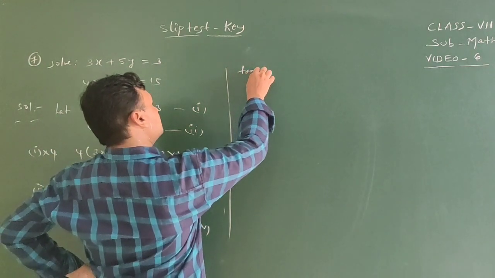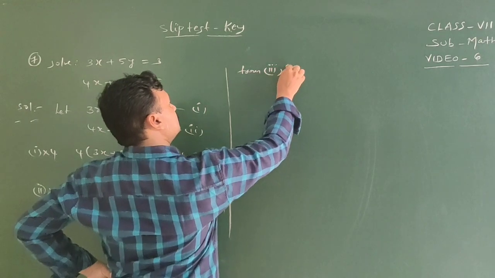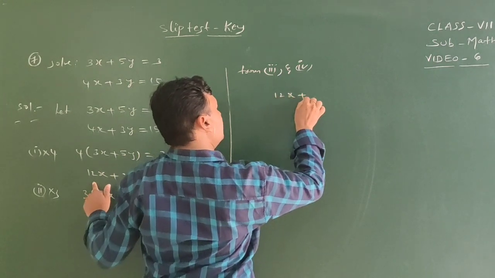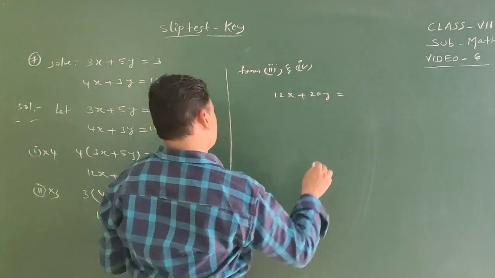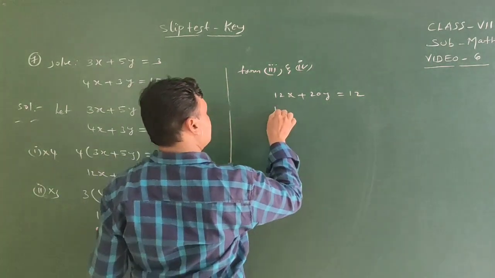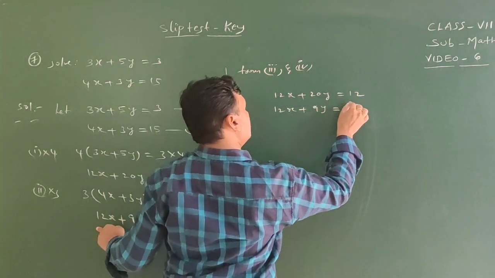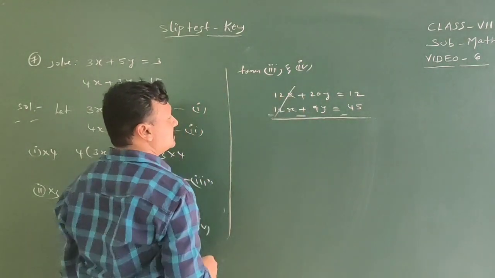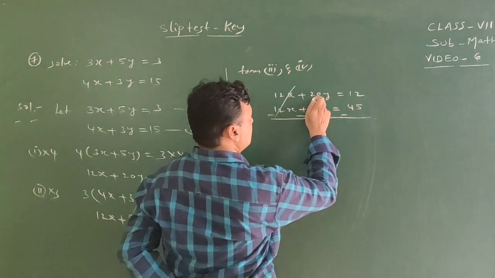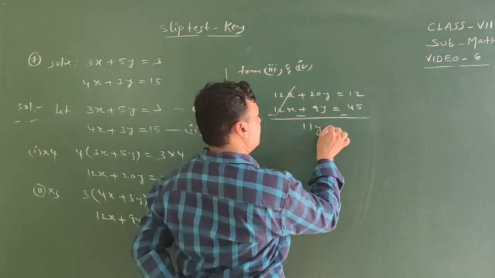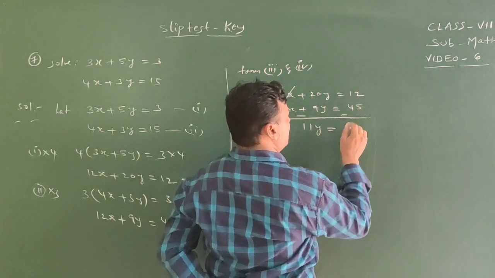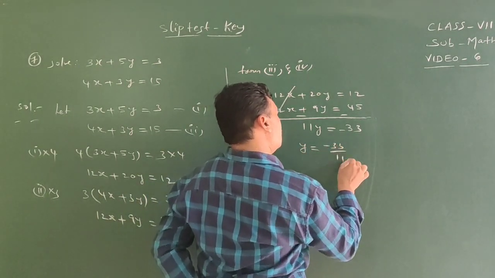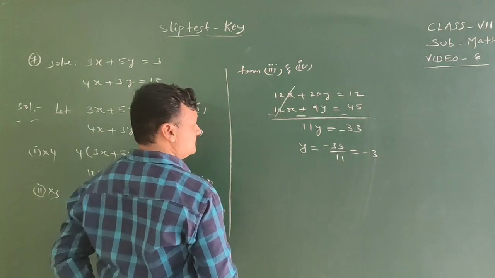From third and fourth, 12x plus 20y equal to 12 and 12x plus 9y equal to 45. If you subtract, 12x can cancel. Here 20 minus 9 equal to 11, and 12 minus 45 equal to minus 33. Here y equal to minus 33 by 11, means minus 3.